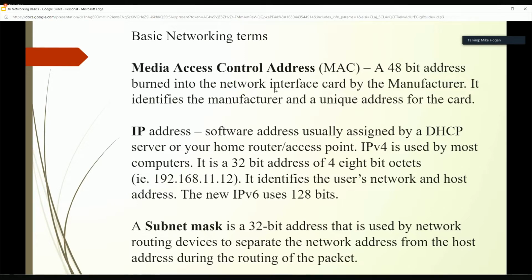So you've got that hard-coded address that's burned in by the manufacturer, and it's going to stay with the NIC. The only way to change that MAC address is to change the NIC, right? And then we also have what we talk about in terms of subnet mask. This is a 32-bit address that we're going to use to pull apart the portion of this IP address that is the network and the portion that is the host.